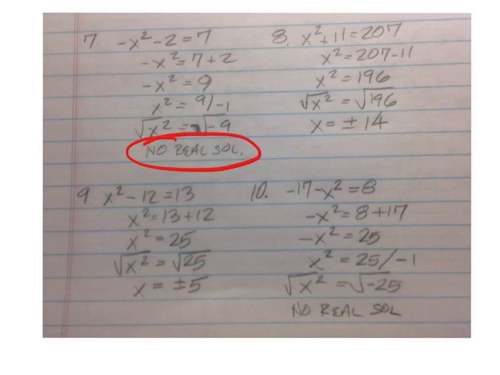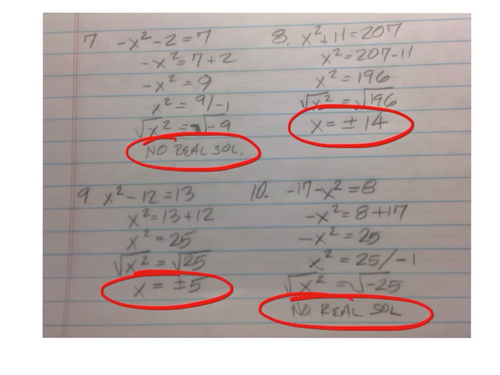7 is no real solution. 8 is plus or minus 14. 9 is plus or minus 5, and 10 is no real solution. Does anybody still need to see these on the screen?